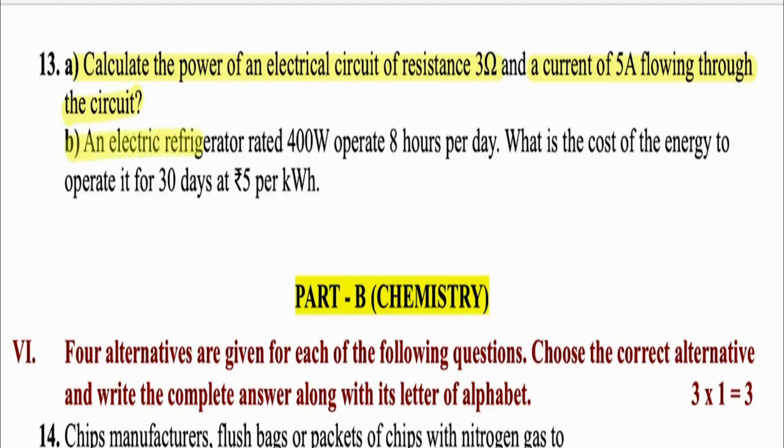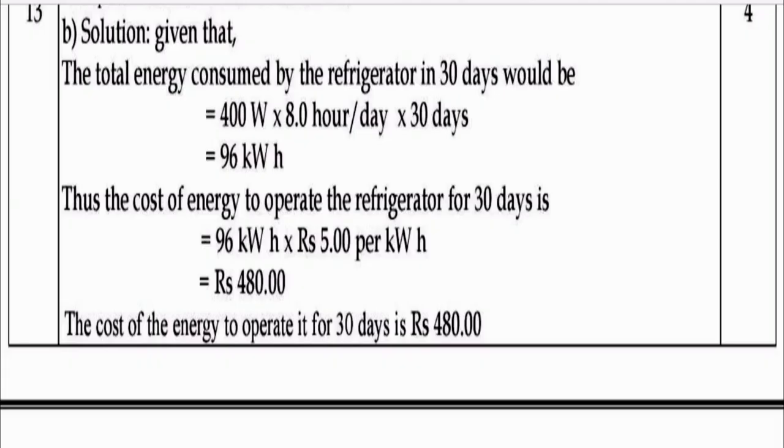An electric refrigerator rated 400 watt operates 8 hours per day. What is the cost of the energy to operate it for 30 days at 5 rupees per kilowatt hour? The total energy consumed by the refrigerator in 30 days would be 400 watt multiplied by 8 hours per day and a total of 30 days, which is 96 kilowatt hour. Thus the cost of energy to operate the refrigerator for 30 days is 96 kilowatt hour multiplied by 5 rupees, and it is 480 rupees.